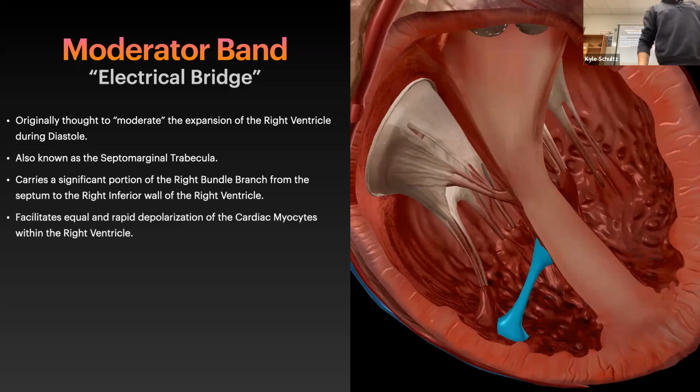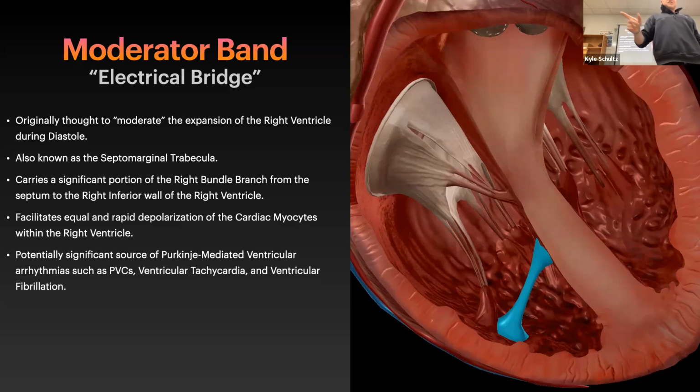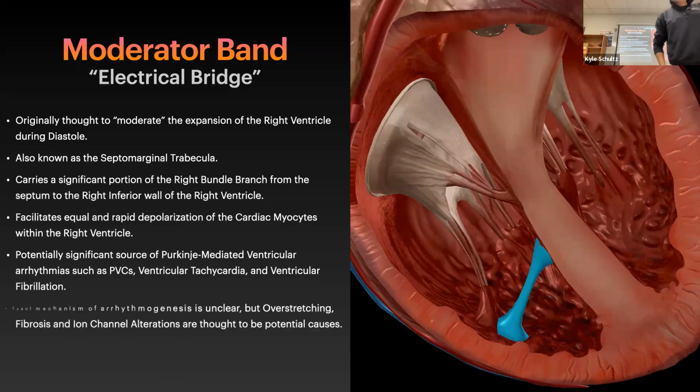We already talked about facilitates that equal and rapid depolarization of the myocytes within the right ventricle. Now, this is kind of interesting. It's a potentially significant source of Purkinje-mediated ventricular arrhythmias, such as PVCs, VTAC, and VFib. A lot of those can actually originate within the moderator band, which is pretty cool.